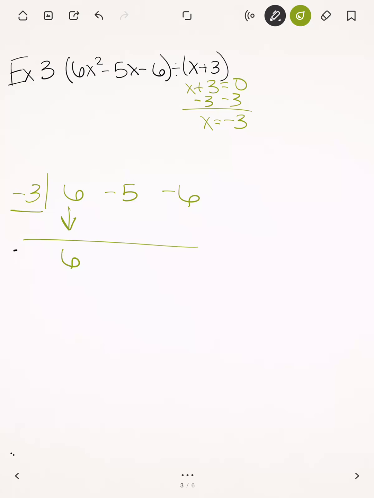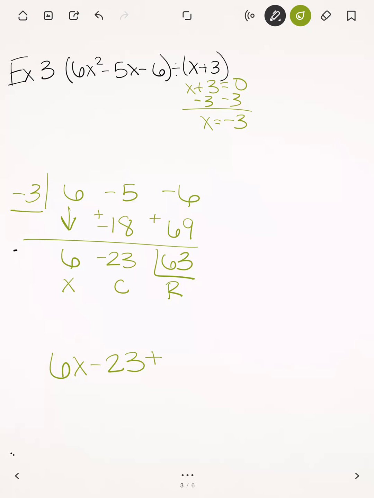Negative 3 times 6 is negative 18. Negative 5 plus negative 18 is negative 23. Negative 3 times negative 23 is a positive 69. Negative 6 plus 69 gives me 63. Again, my remainder, my constant, my x. So I get 6x minus 23 plus 63 over x plus 3. And there's my answer.